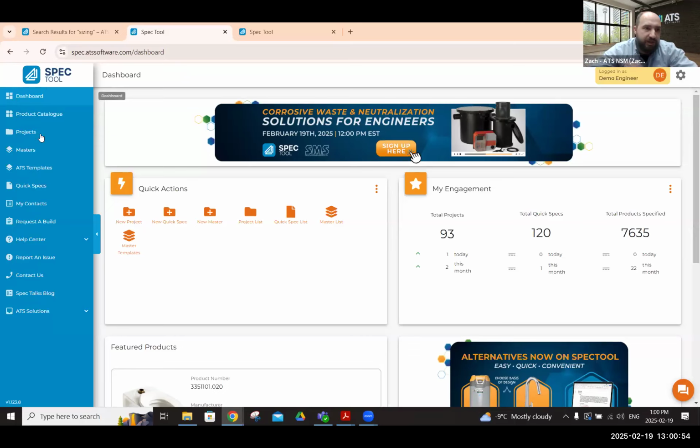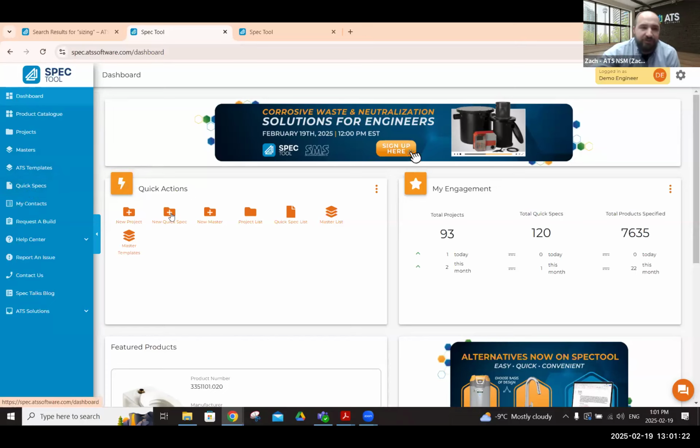I'm going to very quickly remind you of these quick actions and this toolbar here on the left. So as we go down, we've got our dashboard, our catalog, which will allow you to browse projects and masters, which are your firm's projects and masters, the ATS templates, which is like the ATS masters. There are recommendations for a school, a condo, an office. And then quick specs is the other really important one.